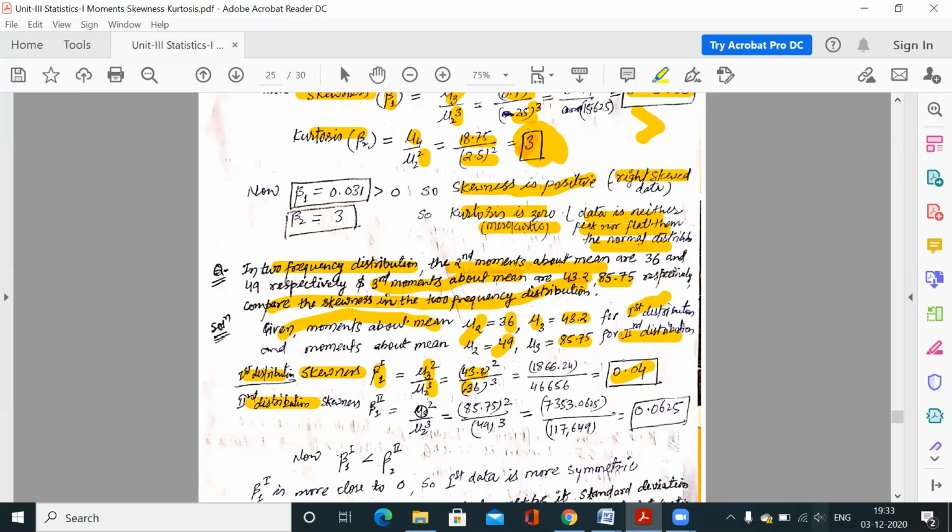And for the second distribution, again beta 1 is mu3 square by mu2 cube, the formula is the same. So for the second distribution, mu3 is 85.75 and mu2 is 49. So it comes to 0.06.